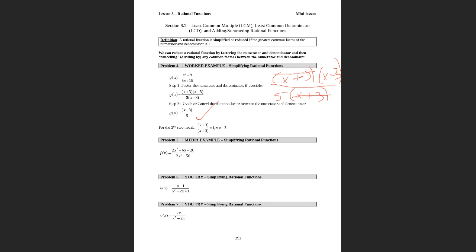Now, problem 5 is a media example, so I'm going to skip that, and we are going to move on.